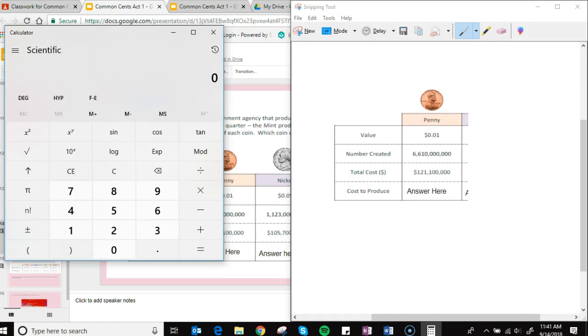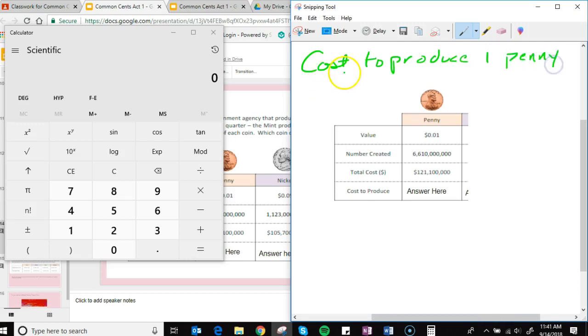And what we were looking for was the cost to produce 1 penny. Right? That was the big question. Now that we know what we're looking for, a lot of us in class said that we were going to have to use division to calculate that cost, right? So we were going to talk about division.